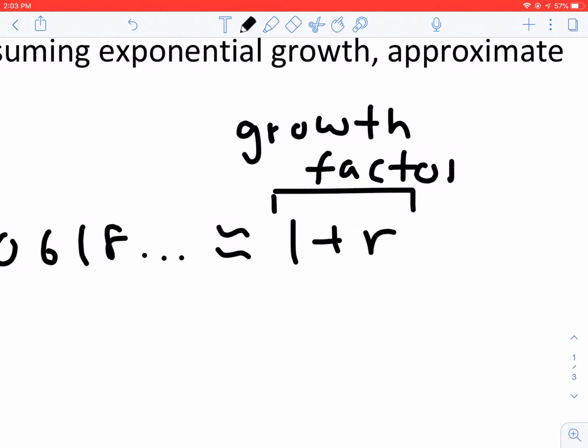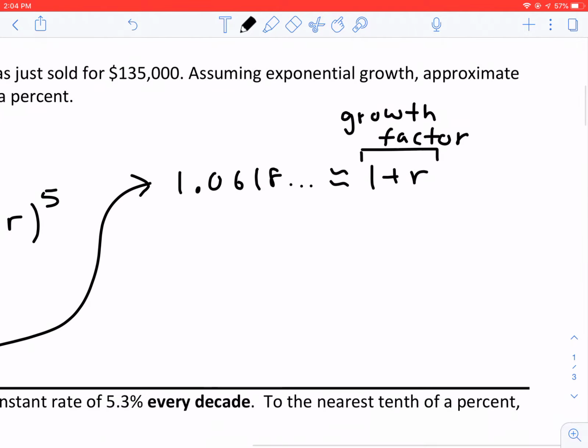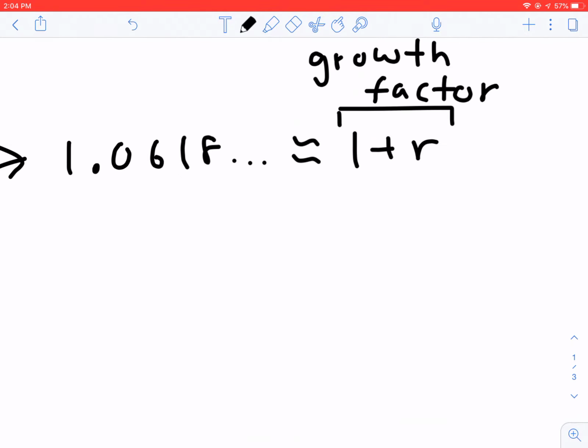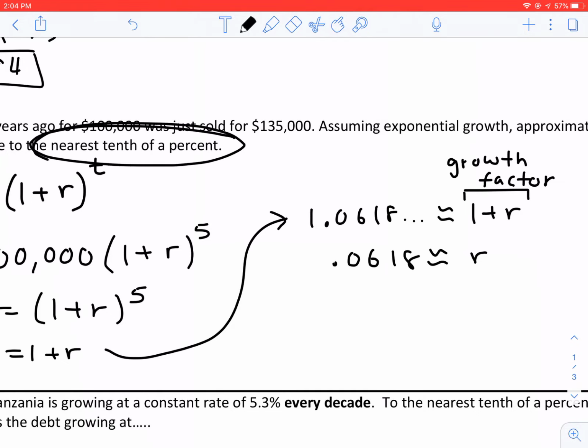Alright, this is what we're multiplying by each year, our yearly growth factor. So to get the yearly growth rate, which is just R, we're going to subtract 1 on both sides now, and that's 0.0168 to the R. It's said to round to the nearest 1/10 of a percent.